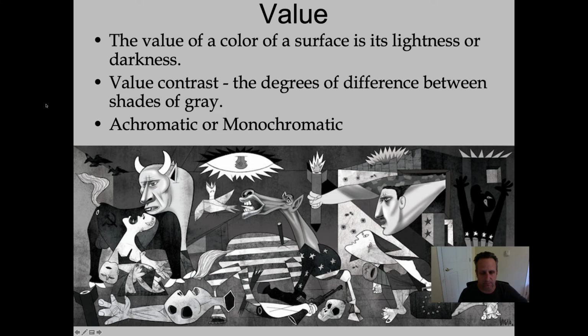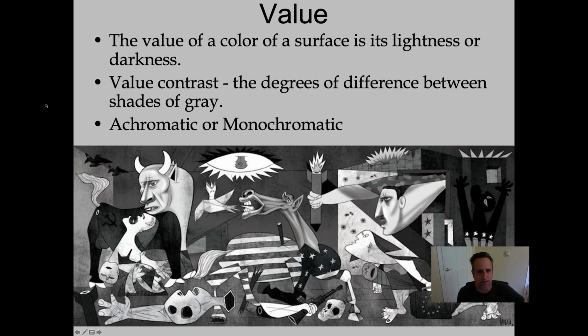Here's a rendition of Guernica. This isn't Guernica, but it's another artist that explored kind of the same idea. It's what we call an appropriation. Taking a painting or an image from history, perhaps, and changing it a little bit. But here we have what we call an achromatic or monochromatic composition. It's all dark or all gray. There's no color. That's achromatic. Monochromatic can be color, but all one color.